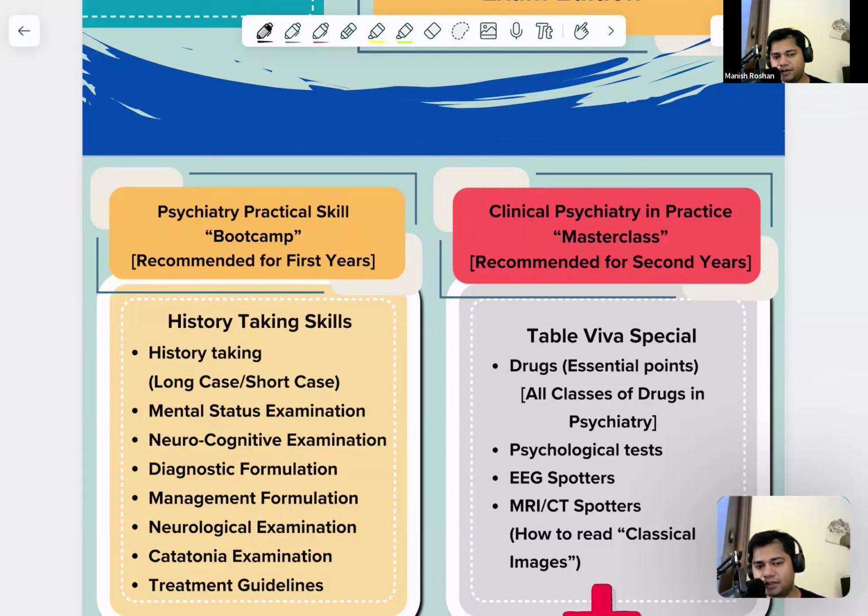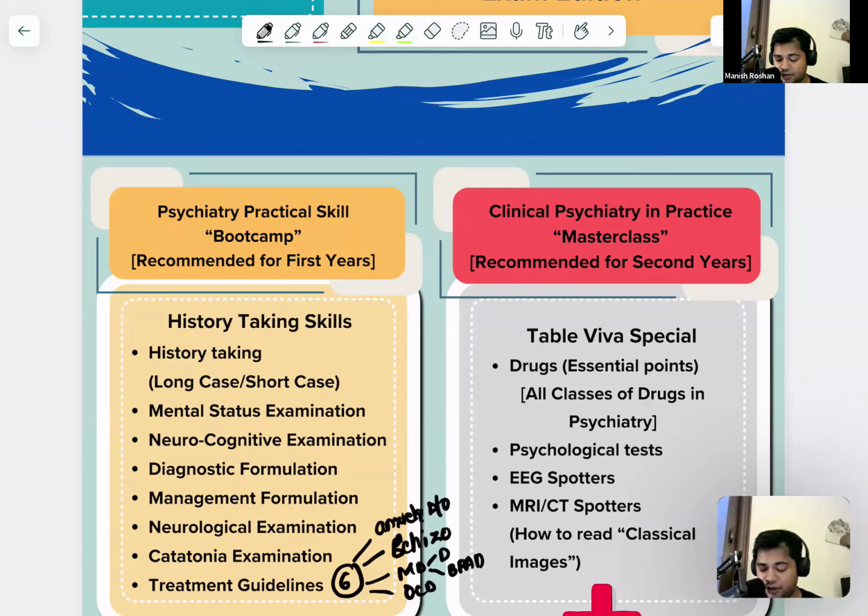Also, we'll be covering treatment guidelines for 6 different psychiatric disorders. These include, for schizophrenia, the treatment guidelines both from NICE and from CPG. We'll be looking at mood disorders, that is depression and BPAD. We'll also be covering OCD. We'll be looking at anxiety disorder, and lastly, we'll be looking at the treatment protocol for addiction. So this covers a total of 6.